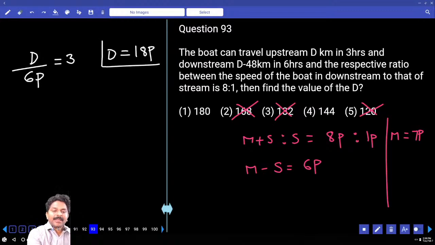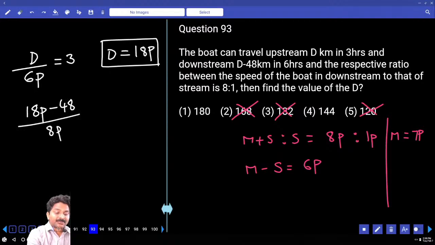So now d is equal to 18 parts. What is the distance covered in downstream? D minus, in place of d, can I write it as 18 parts minus 48? In which stream? Downstream speed? 8 parts. What is the time taken? 3 hours. 8 threes, 24 and 18. Difference? 6 parts is equal to 48. D is equal to 18 parts.